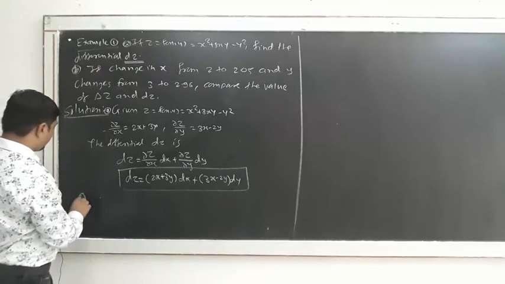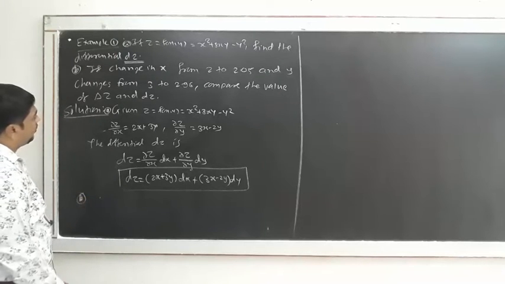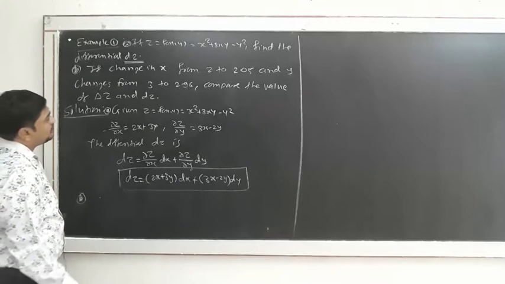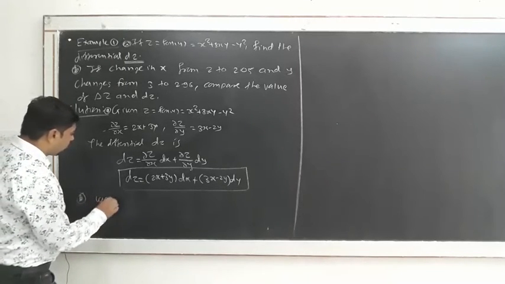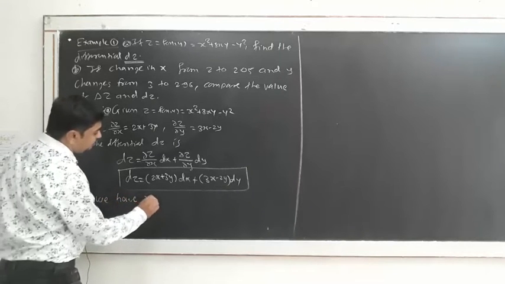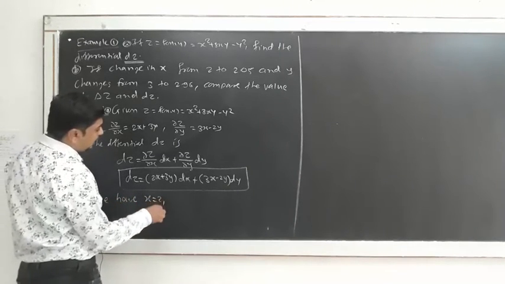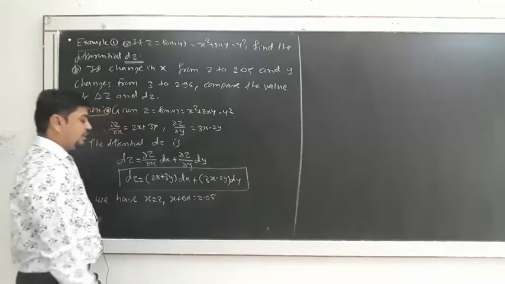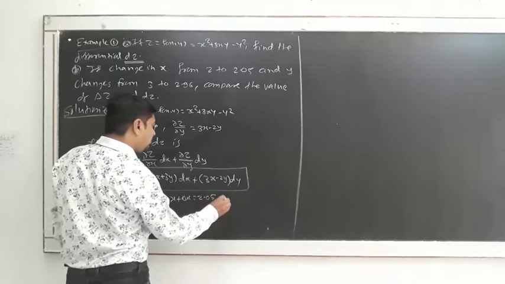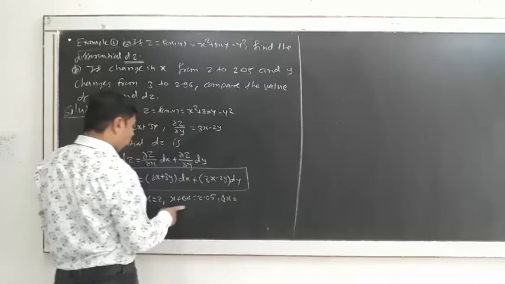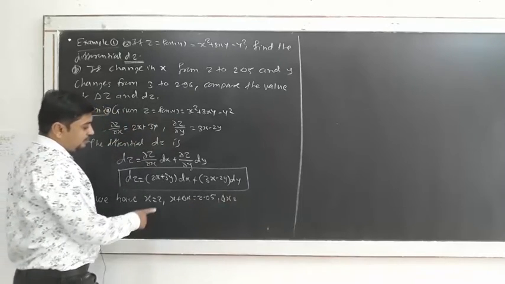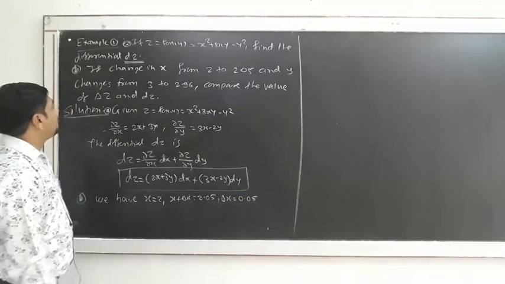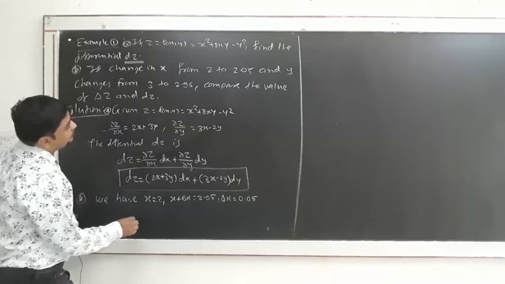Now what we have to show? This is B, suppose. We have x changing from 2 to 2.05. So x is equal to 2 and x plus delta x is equal to 2.05, and therefore delta x is equal to 2.05 minus 2, which is 0.05. Similarly, y changes from 3 to 2.96.